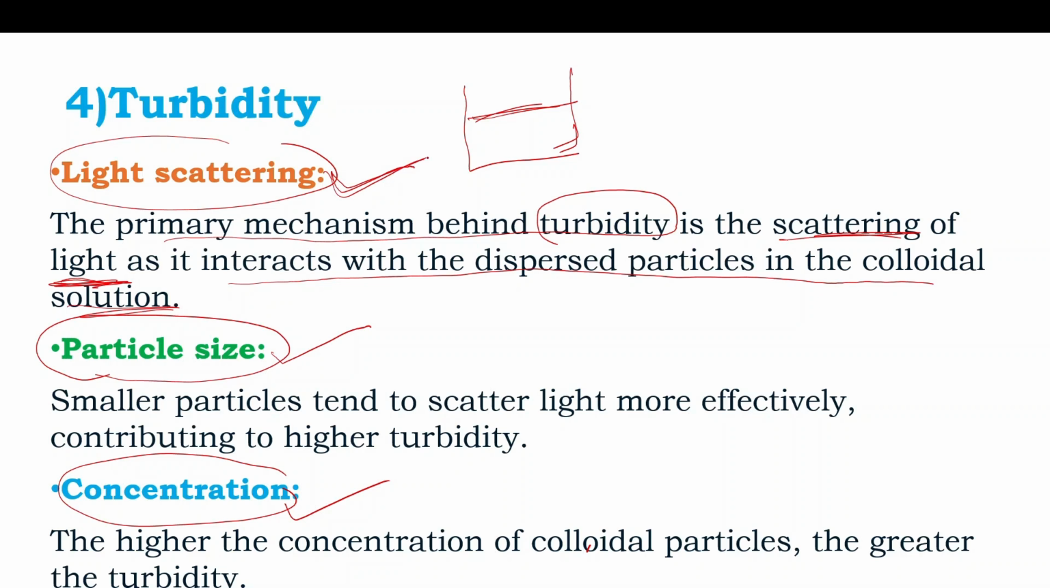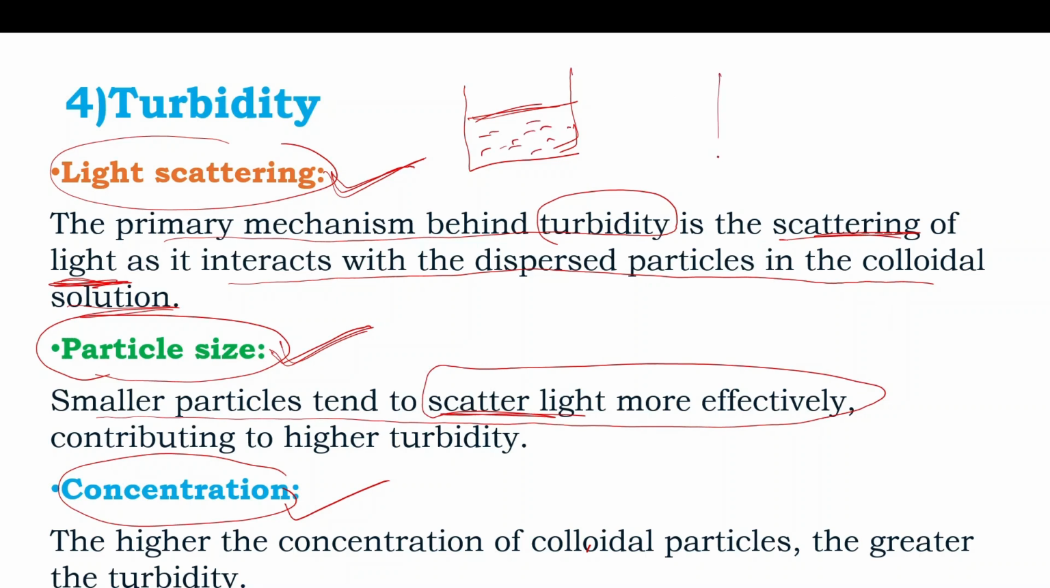Turbidity also depends upon the particle size: the smaller the particle size, the more effectively it tends to scatter light. Let's consider two examples. In the first the particle size is small, and in the second it is large. In comparison, there is a good scattering of light in the first case because of the small particle size, as light scatters more effectively. So this is the effect of particle size on the turbidity of the colloidal solution.